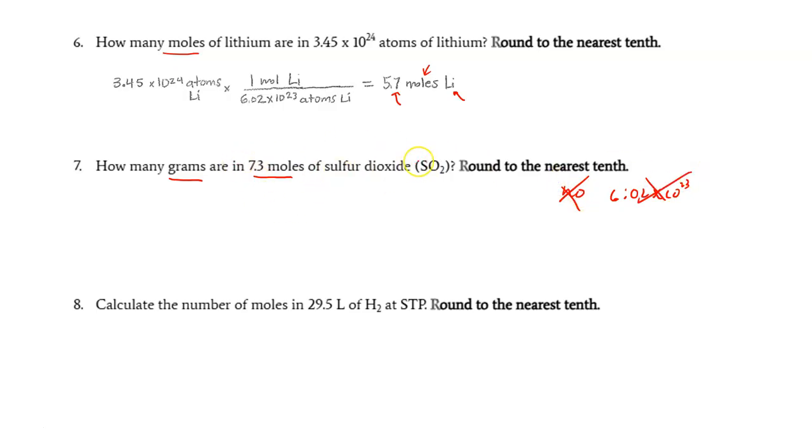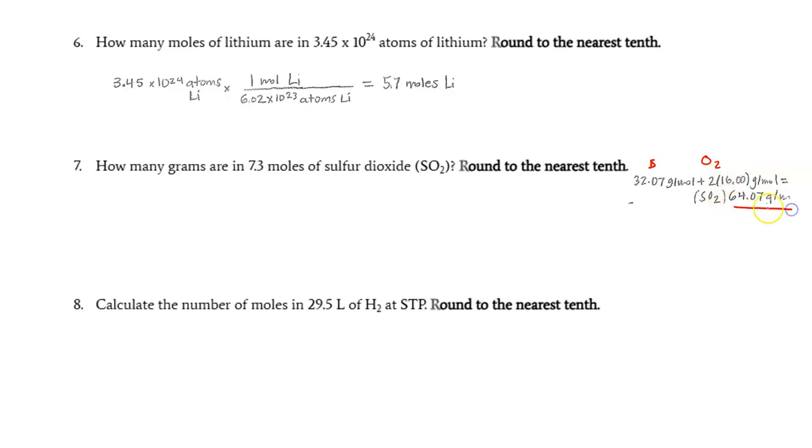Okay, I do need to know the formula mass of sulfur dioxide. So that's where I'm going to take one sulfur. That's my sulfur, and that's my O2 part, 2 oxygens, and I get 64.07 grams per mole right there. Okay, so I'm going to take my 7.3 moles of SO2. Notice that it's labeled. I'm going to multiply that by 64.1 grams SO2 per mole of SO2.